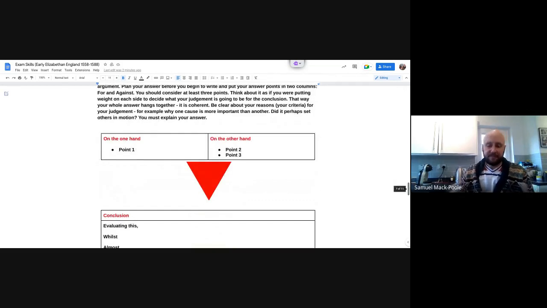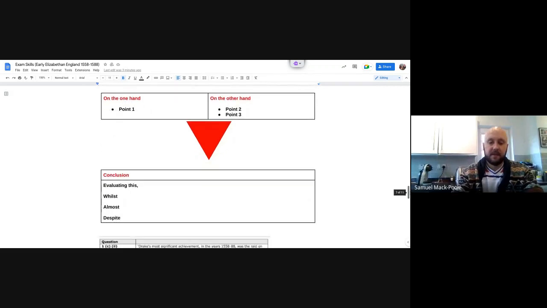So really, in your essay, what you've got to do, right? You've got to come up with, when you're arguing, on one hand, arguments which are kind of for, and then arguments that are against. And then you come to a conclusion. So, in conclusion, evaluating this, it's really good to write the words whilst, almost, and despite, because you write a really nice balanced conclusion there.